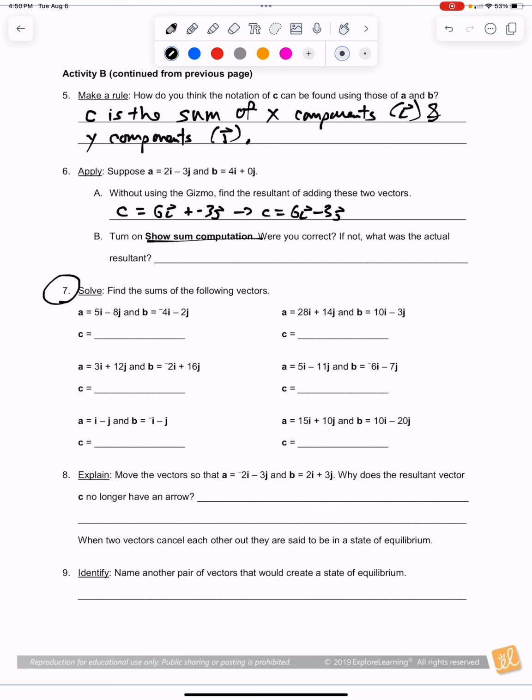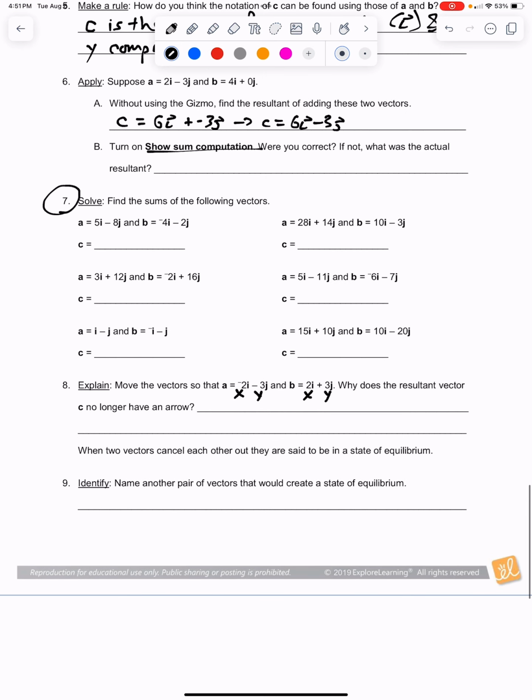Part 8, move the vectors so that A is negative 2 in the x direction, negative 3 in the y direction, and vector B so that it's 2 in the x direction and 3 in the y direction. Why does the resultant vector C no longer have an arrow? When two vectors cancel each other out, they are said to be in a state of equilibrium. Identify another pair of vectors that would create a state of equilibrium. Please take a moment to respond to part 8 and 9.